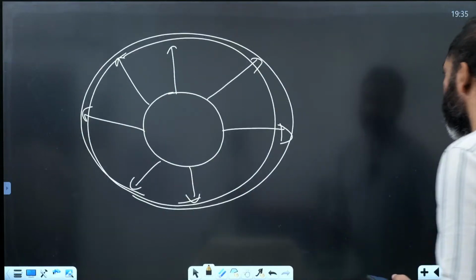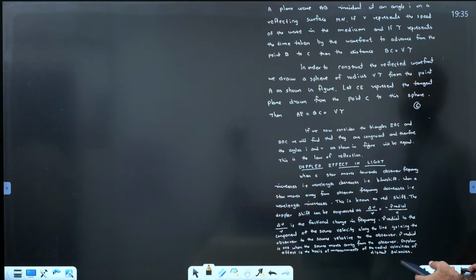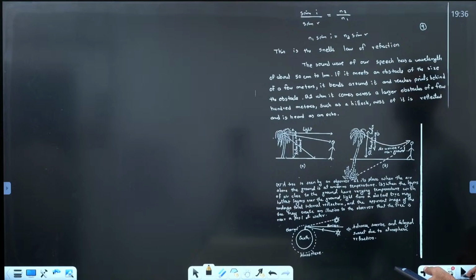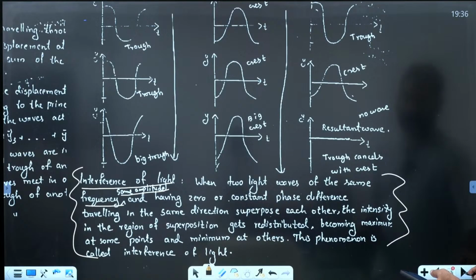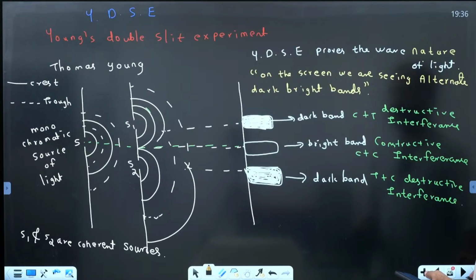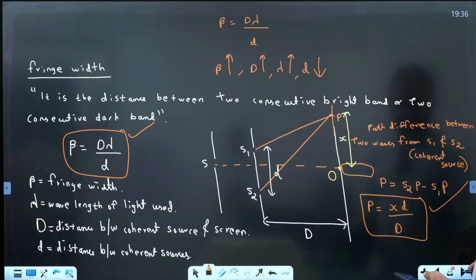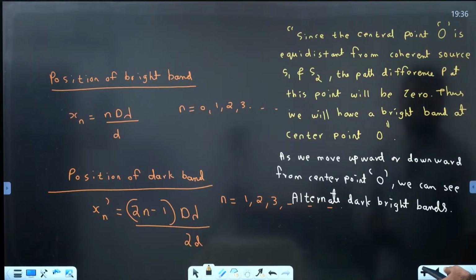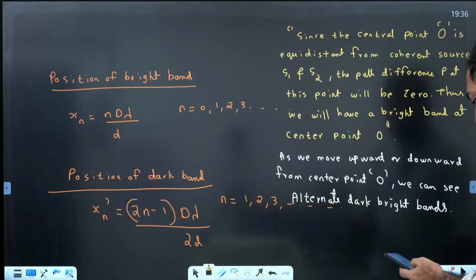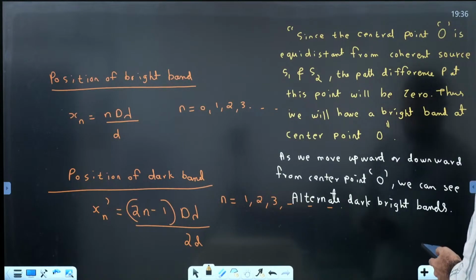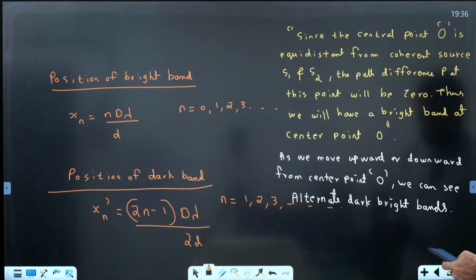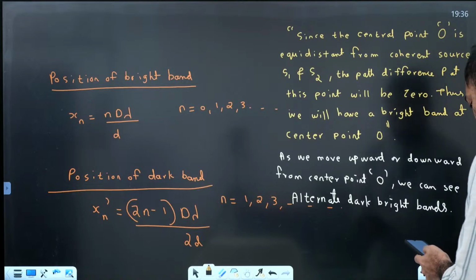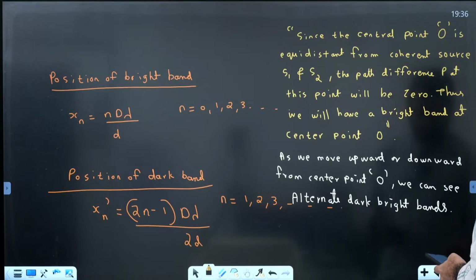So we have done Huygens principle, secondary wavelets. Young's double slit experiment is also done. We have seen the experiment. Expression for fringe width is done. Position of dark fringe and position of bright fringe is also done. Next.